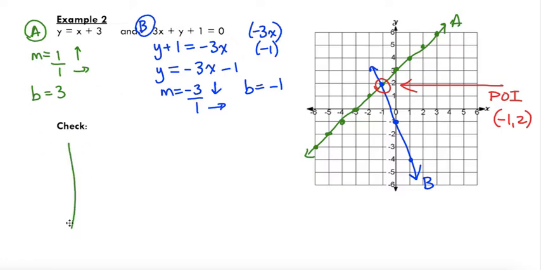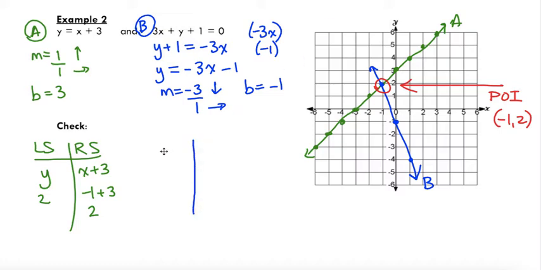So for equation A, my left side of my equation is y, the right side is x plus 3. I'm going to substitute in the values for x and y from my point of intersection. So my left side is 2. My right side is negative 1 plus 3. So my right side, if I simplify this, negative 1 plus 3 is 2, so my left side equals my right side. I'm going to do the same thing with equation B.